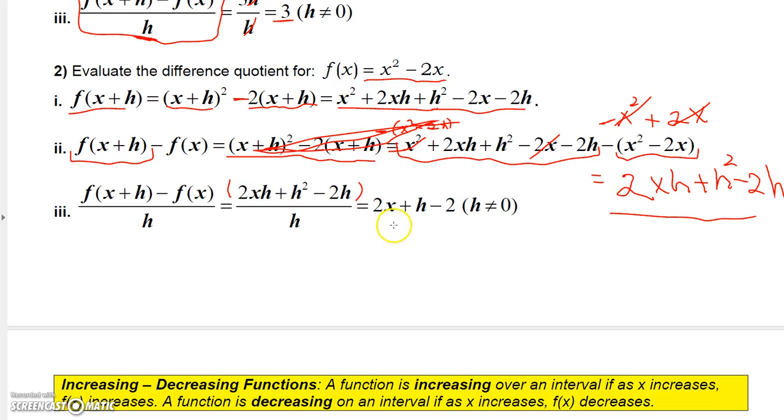2xh divided by h is 2x. h squared divided by h is h. And minus 2h divided by h is minus 2. So your difference quotient would be 2x plus h minus 2. And again, you can do that as long as h does not equal 0.